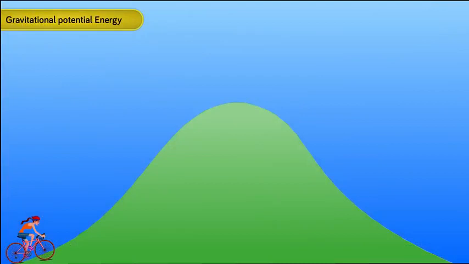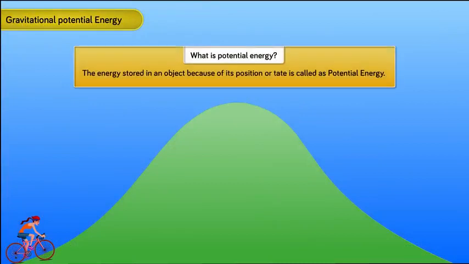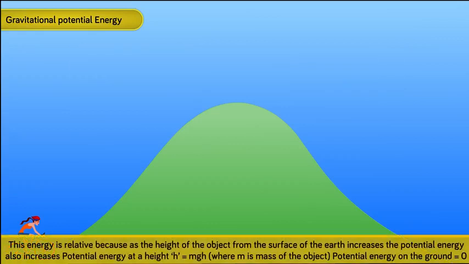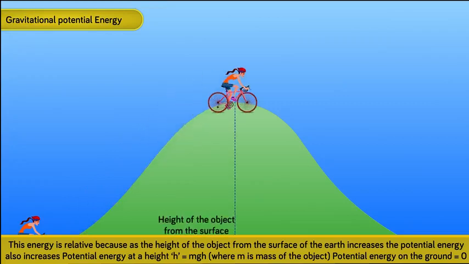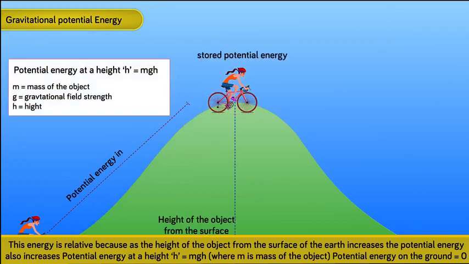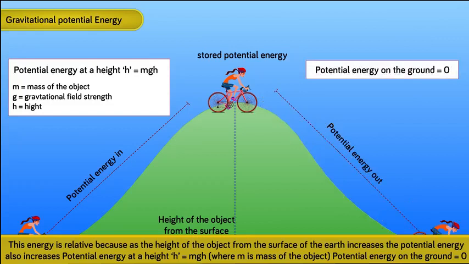We have studied about potential energy in our lower standard. So what is potential energy? The energy stored in an object because of its position or state is called potential energy. This energy is relative because as the height of the object from the surface of the Earth increases, the potential energy also increases. Potential energy at a height h is equal to mgh, where m is the mass of the object. Potential energy on the ground is equal to 0.